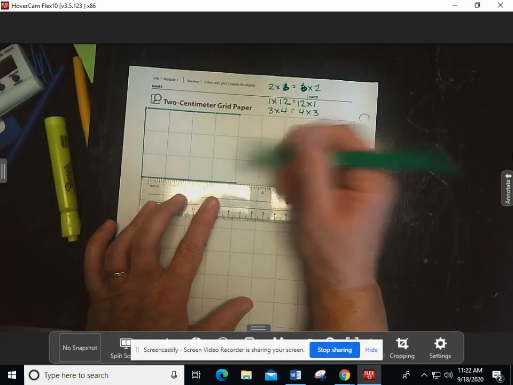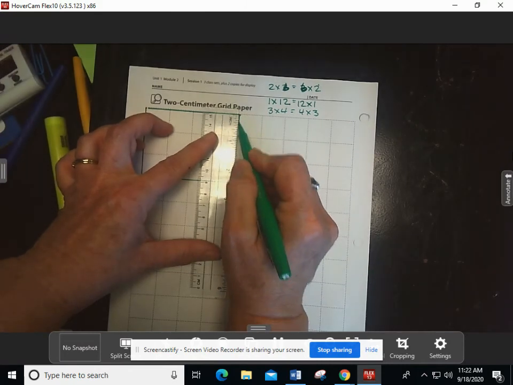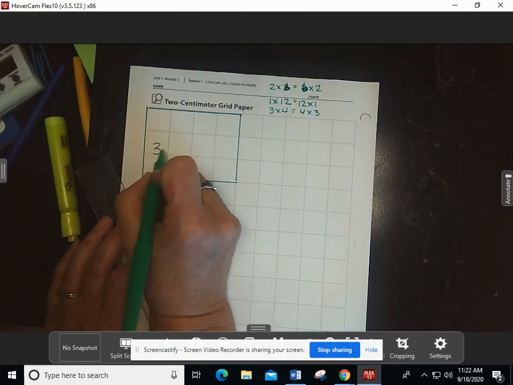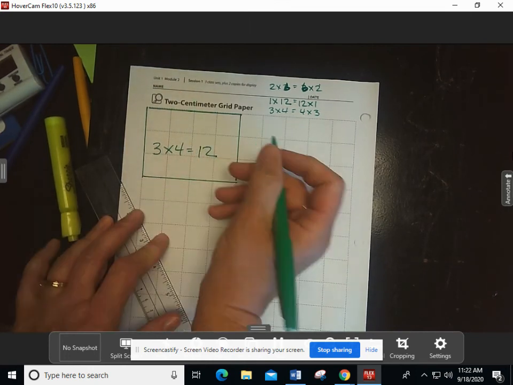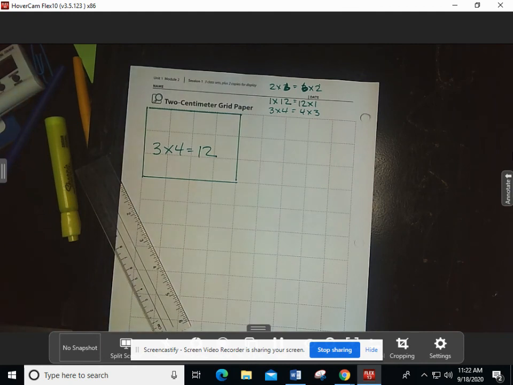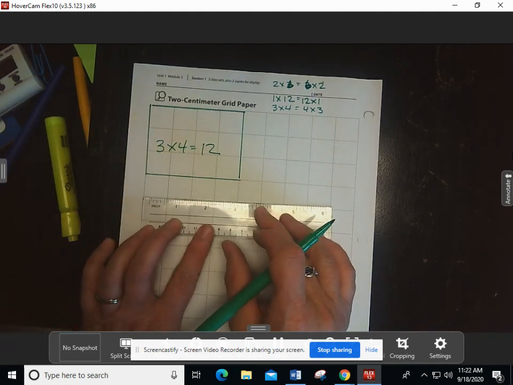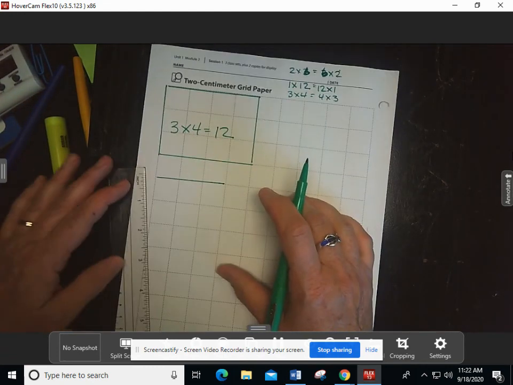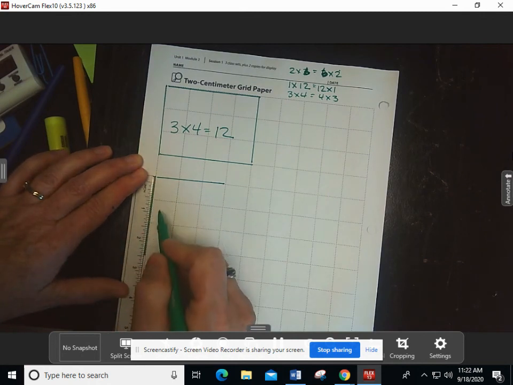There's 4 on the bottom. There's 1 there. I just did 3 times 4 equals 12. I bet I can do this another way too. Let's do this one. 3 times 1, 2, 3, 4.